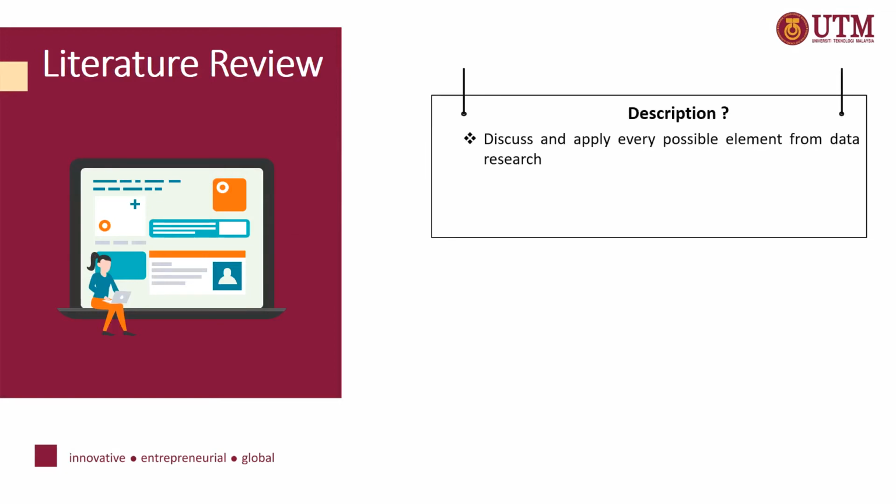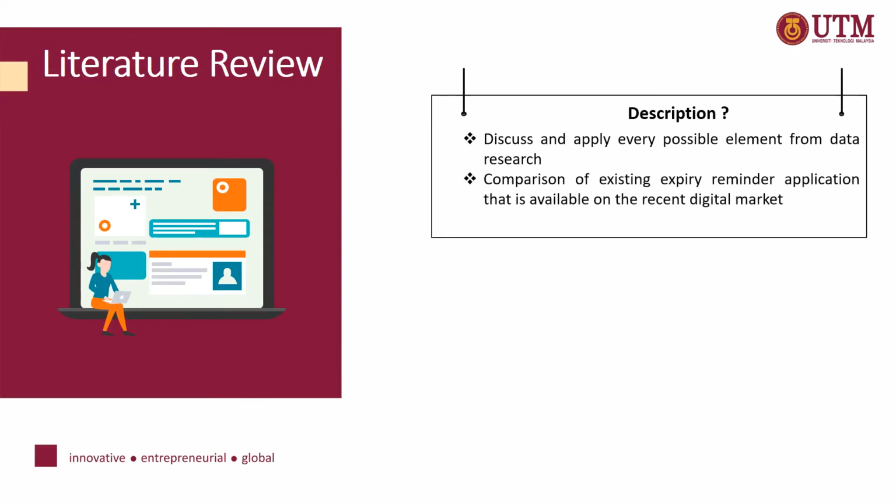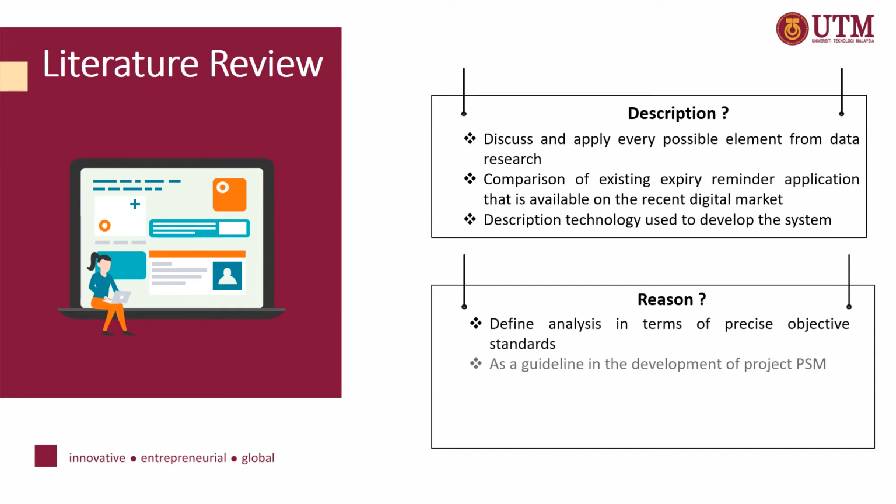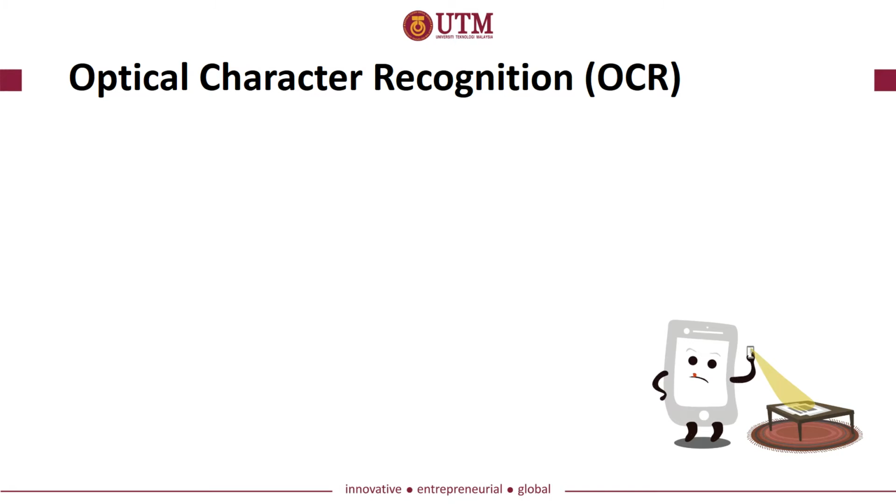So the literature review is chapter 2. The description here is to discuss and apply every possible element from data research, and to make a comparison of existing expiry reminder applications available on the recent digital market, and also a description of the technology used to develop the proposed system. The reason is to define analysis in terms of precise objective standards, as a guideline in the development of the project PSM, and to determine the improvement inside the current system.